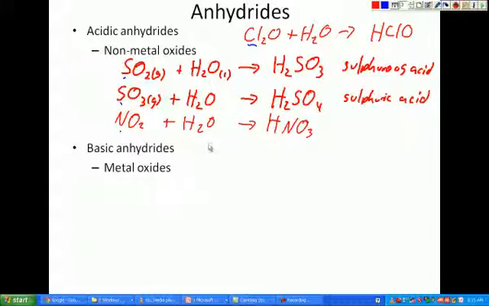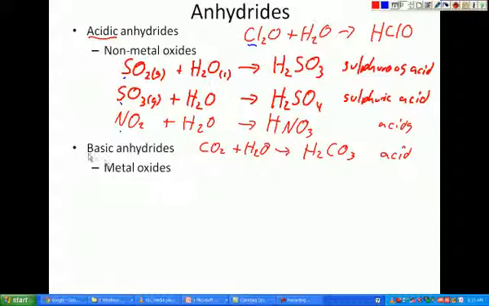Another one is if you had something like CO2 plus H2O, and H2CO3, which is also a non-metal oxide, making another acid. So again, all of these things are acids. Hypochlorous acid. Now, these are all examples of what we call acidic anhydrides, or sometimes we can just say non-metal oxides.